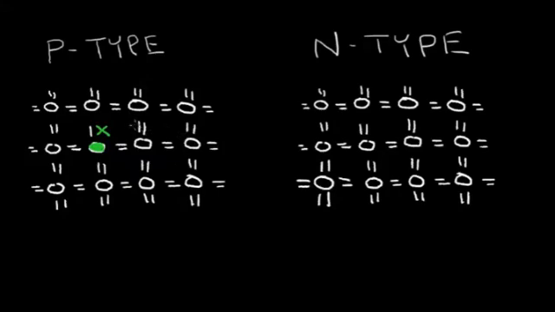Charge can move around. For example, this electron can move over to this slot. And when that happens, this hole will go away. The electron will jump over here. This electron goes away. And the hole moves over to this location.